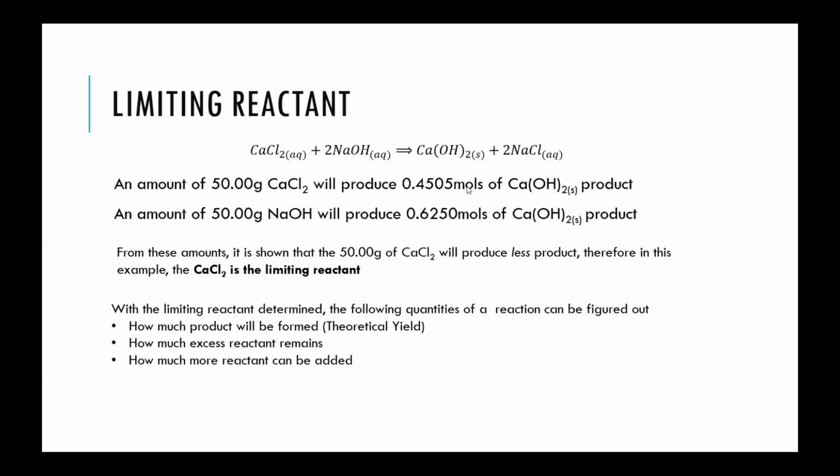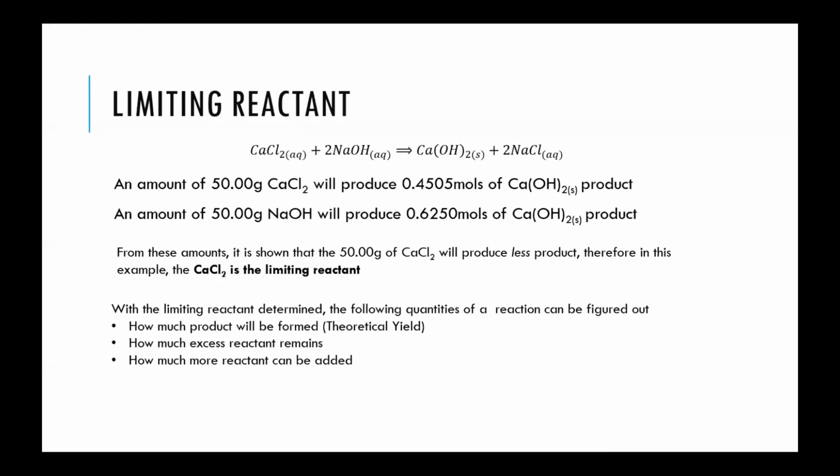Because in this case, there's enough calcium chloride to generate 0.4505 moles, and there's enough sodium hydroxide to generate 0.6250. The difference between them is going to be the moles of sodium hydroxide left over. So when you have the limiting reagent, there are a number of things you can determine after that.